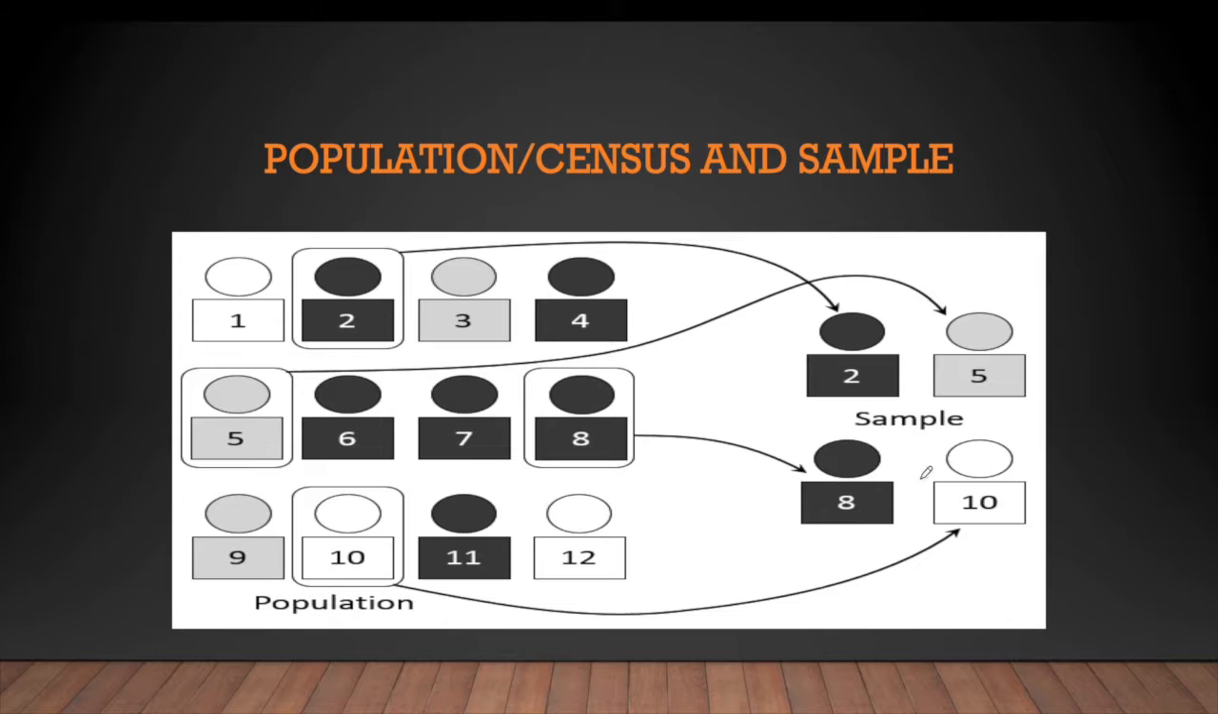Okay, so this is basically the sample. This is the whole population: 1, 2, 3, 4, 5, 6, 7, 8, 9, 10, 11, 12. Basically there are 12 in the population, and the difference between a population or census and a sample is what is included in the population. For example, right here we can see 2 comes from this population, 5 comes from this population, and 8 also comes from this population, and 10 also comes from this population.